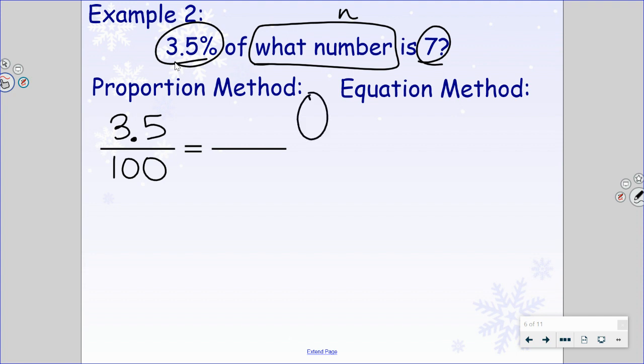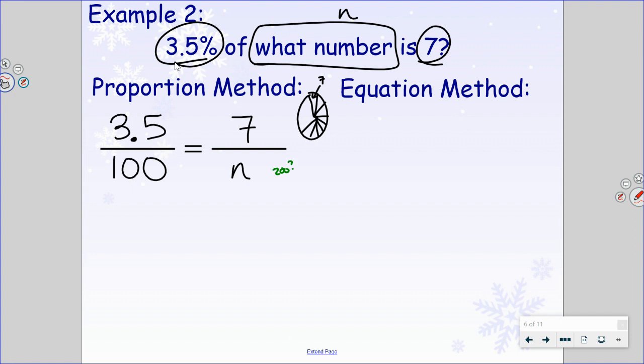Well, imagine what this guy looks like, a tiny little part. So imagine how many 7s we would need to get up. It's going to be a lot bigger. Naturally, 7 is the part. We're missing the whole. Come up with an estimate, Mr. Callan. All right. Let's see here. 3.5 to 100. I don't know, 150, 200?